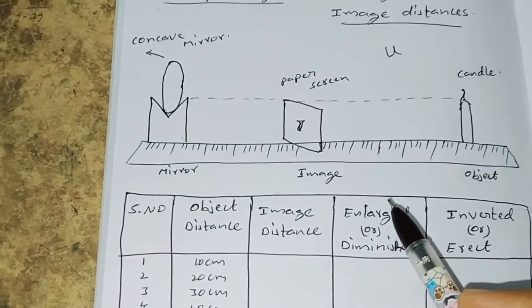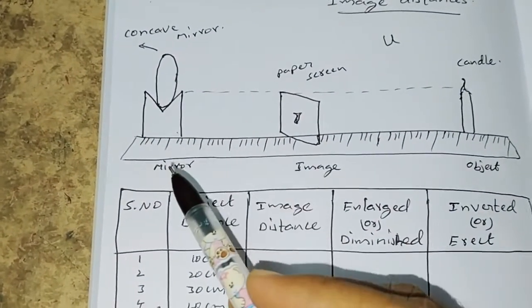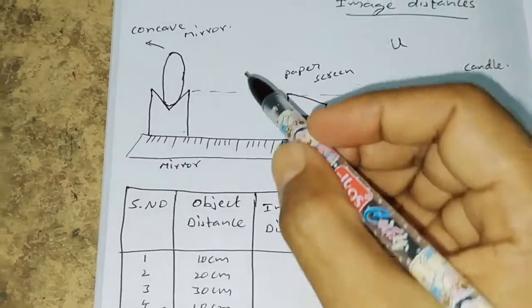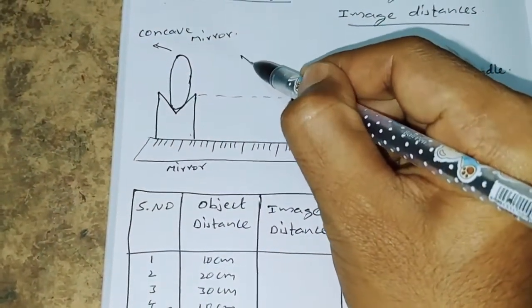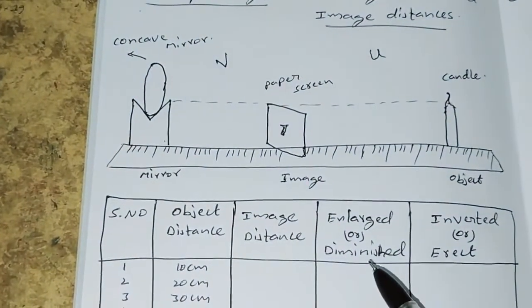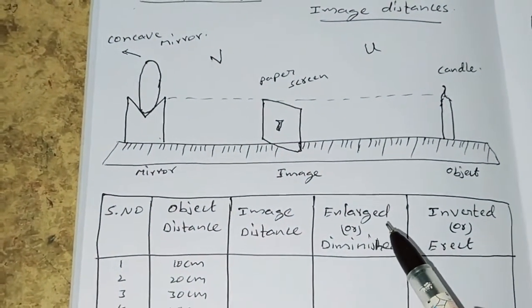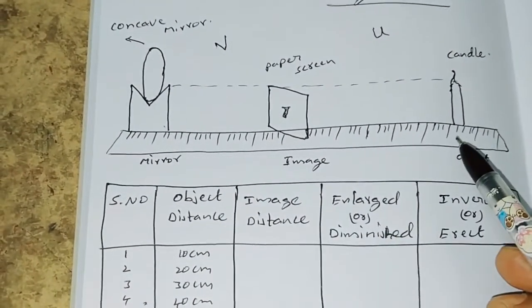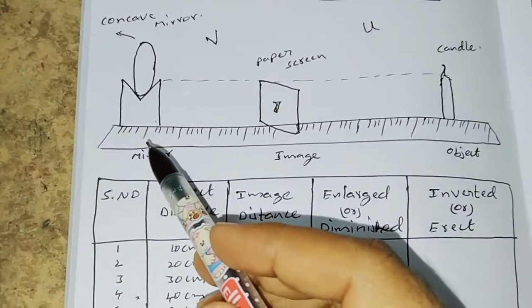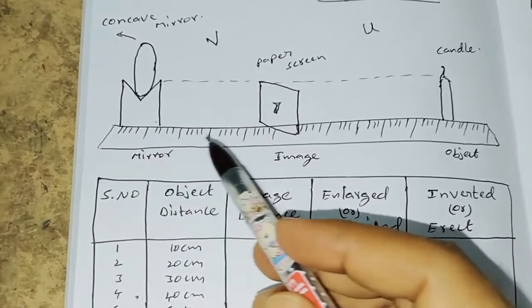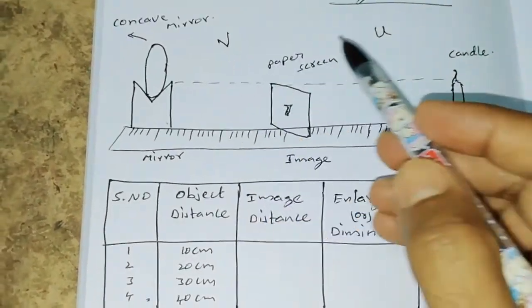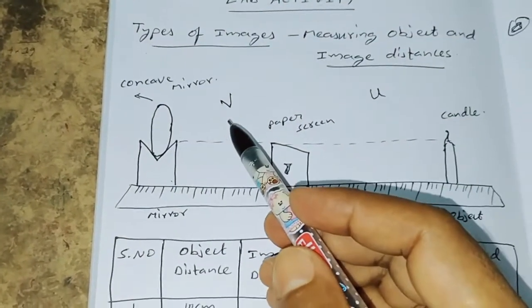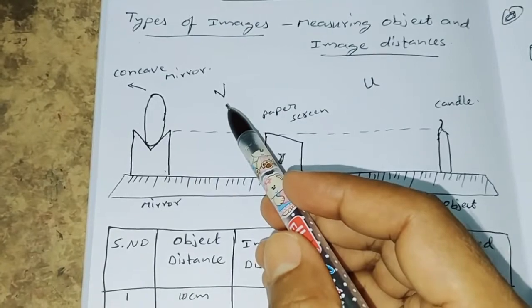And what is meant by image distance? That is the distance from the mirror to the image, which is called image distance, and image distance is denoted by the letter V. Once again, object distance means the distance between mirror and object, and image distance means the distance between mirror and image. Object distance is denoted by U, but image distance is denoted by V.